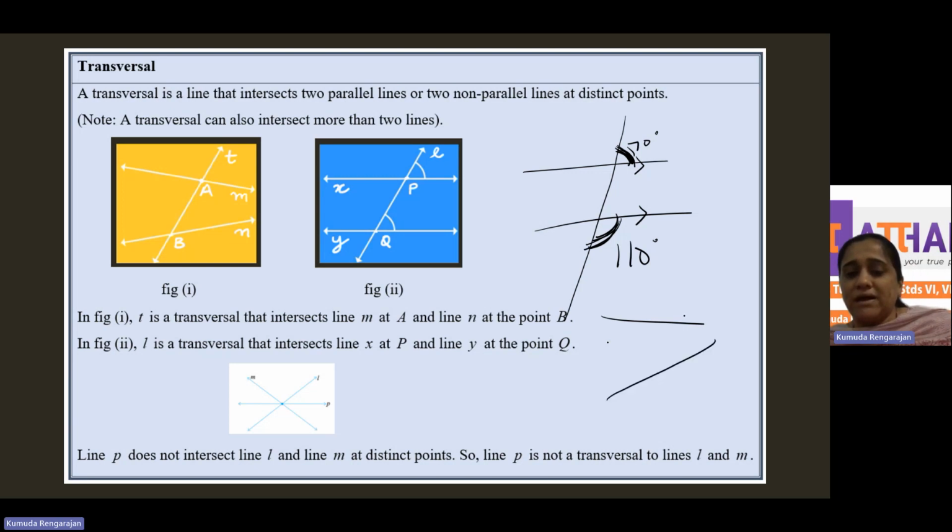Supposing the lines are not parallel. It's given 70 here. This one you cannot find it. When the lines are not parallel, they are still co-exterior angles. They are co-exterior angles, but they are not supplementary. They will not add up to 180. Their sum will be either less than 180 degrees or more than 180 degrees. It will not be equal to 180 degrees.